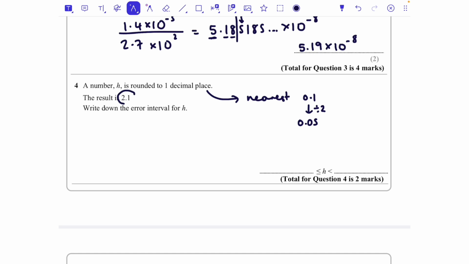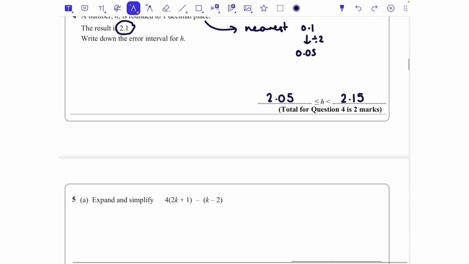So from 2.1, we're going to go 0.05 below and 0.05 above. So that's 2.05 for our lower bound and 2.15 for our upper bound. You might be thinking, well, hang on, 2.15, wouldn't that round up? And that's why we've got the inequality symbol there that's just less than. So we can go up to 2.15. We can't technically equal it exactly, but we can go so infinitely close that we're just going to call that the upper bound. So there we go.